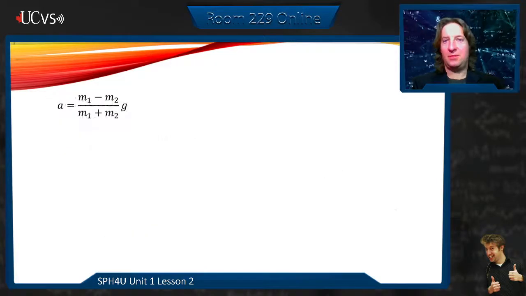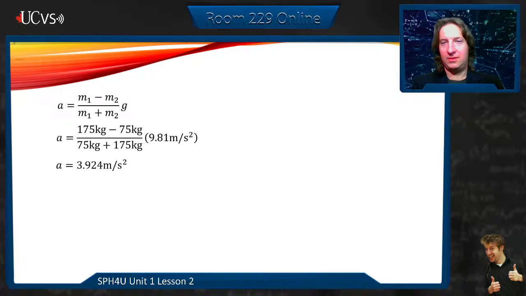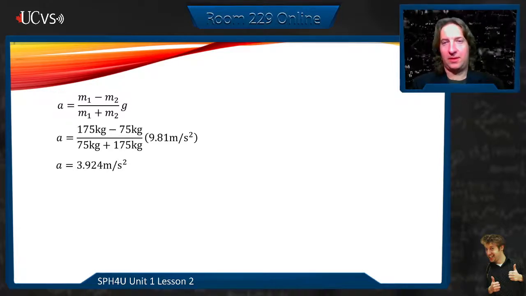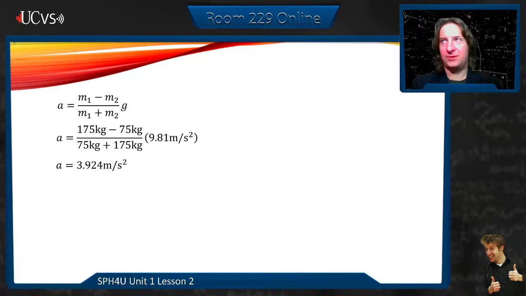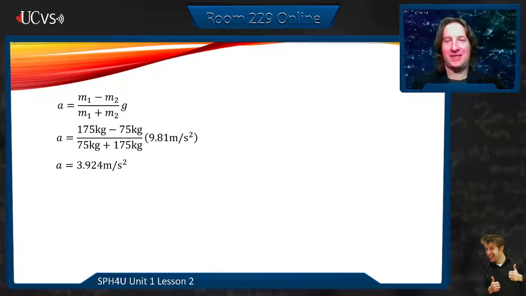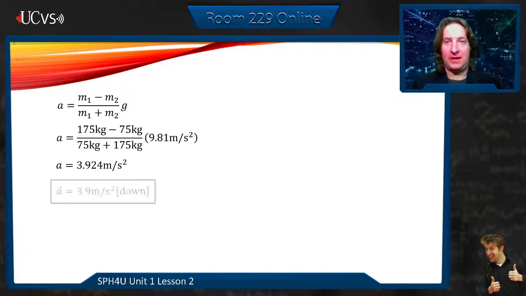So let's keep going and put some numbers in here. 175 take away 75, and that works out to about 4 meters a second squared. So it slowed it down by about 40%. Slowed it down by 60%, I guess. 40% is left of the typical acceleration due to gravity.